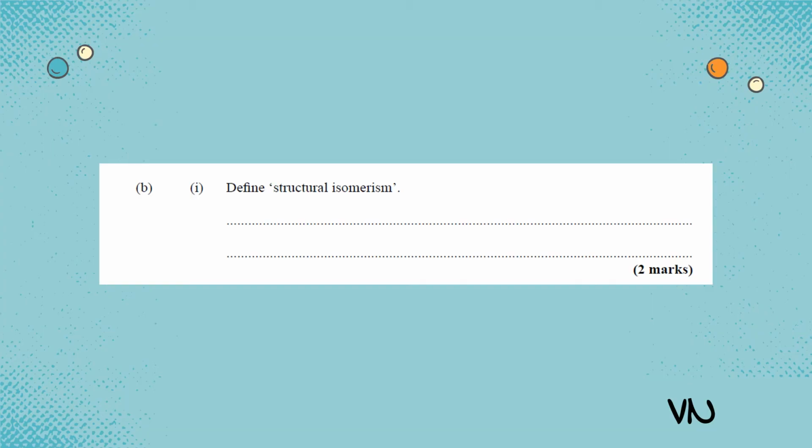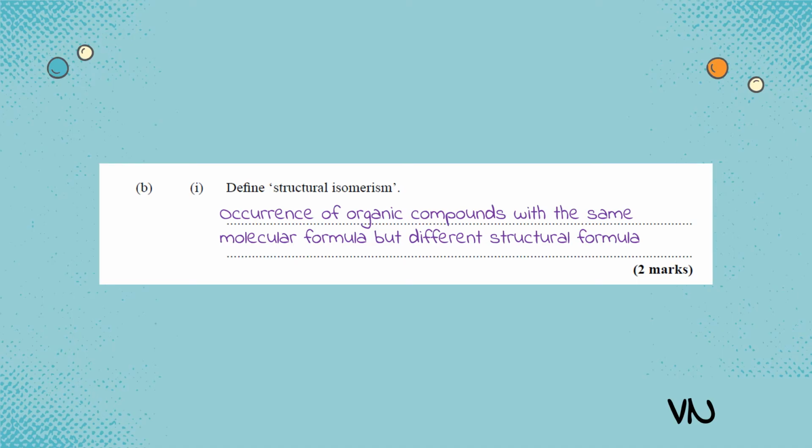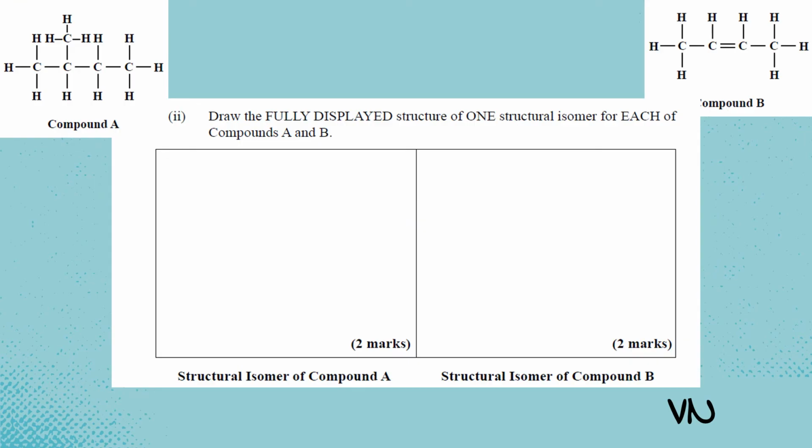Part B, part 1 of the question asks us to define structural isomerism. Structural isomerism is simply defined as the occurrence of organic compounds with the same molecular formula but different structural formula. Next part of the question will ask us, you are to draw the fully displayed structure of one structural isomer for each of compounds A and B.